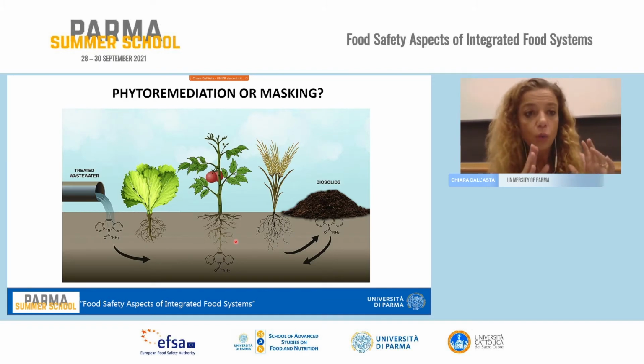So what is called phytoremediation from an environmental science point of view is a masking from a food science point of view, from a risk assessment point of view. Because when it comes to edible plants, all the chemicals in the environment can be uptaken and biotransformed, and in this way, they can escape the routine analysis. This is an important point.